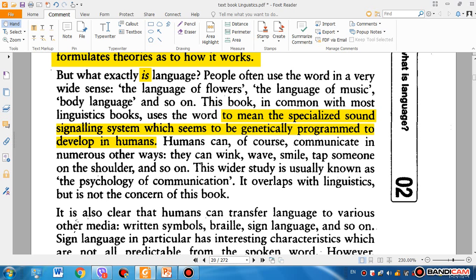This is a question to you to answer. Yeah? You can answer this question. I leave it for you. Humans can, of course, communicate in numerous other ways.